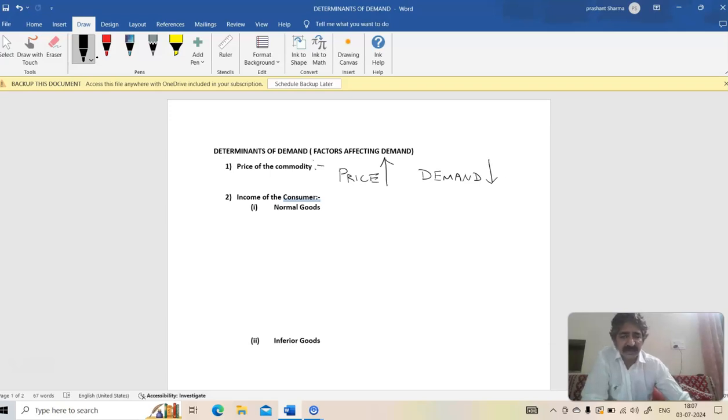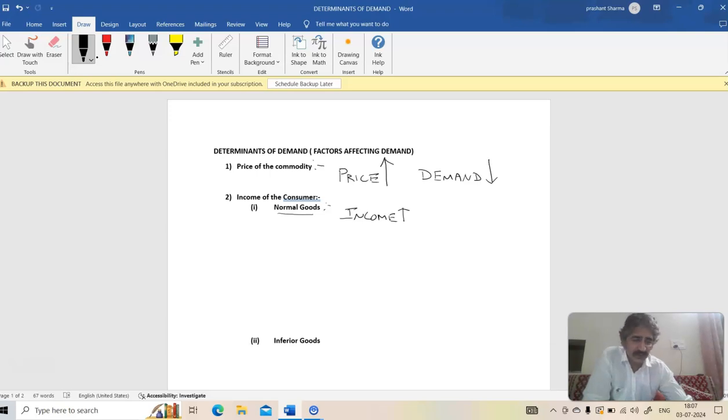Then the second factor is income of the consumer. Now to understand the effect of income of the consumer, we need to understand that there are three kinds of goods basically, children. First category is of normal goods. In the case of normal goods, what happens? As the income of the consumer rises, his purchasing power will increase. So he will buy more of these normal goods like clothes.